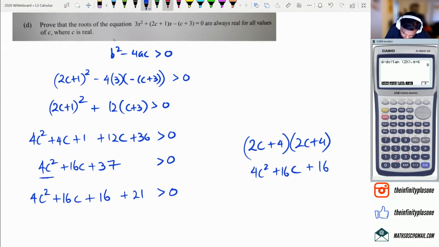And what that means is we're going to get 2c plus 4 squared plus 21 is greater than 0. And at this point, you have to say that because you've got a squared number and you're going to add 21 to it, it doesn't matter what c is, you're always going to get two real values.